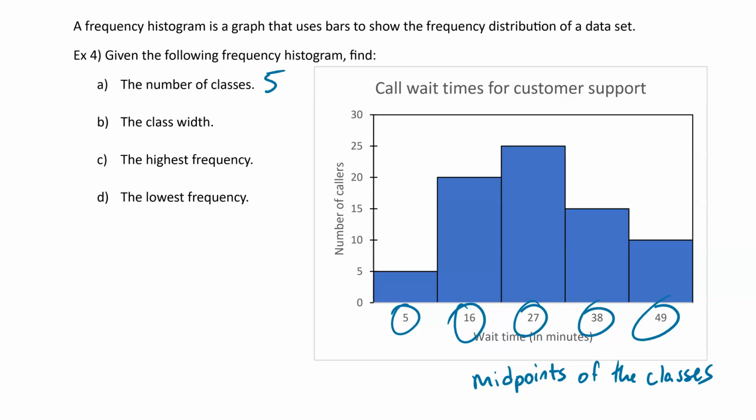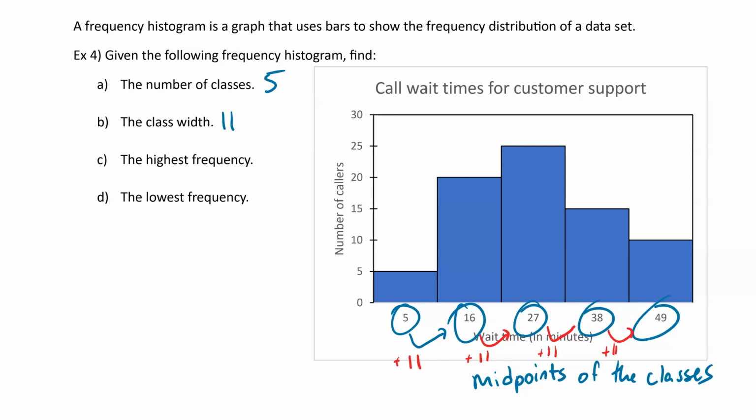For the class width, you can actually just use the midpoints. So if you look, to get from one midpoint to the next, you'd have to add 11 to that 5. Same thing for the next one, and the next one, and the next one. If you add 11 to any of those, you get to the next one, right? So the class width is actually that 11. So you can just take 2 of the midpoints, find the difference between them.